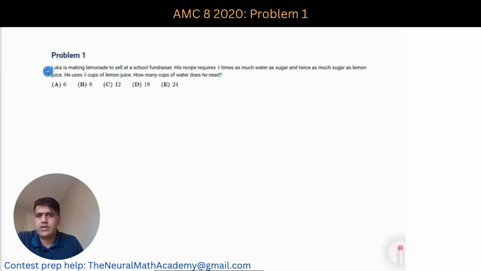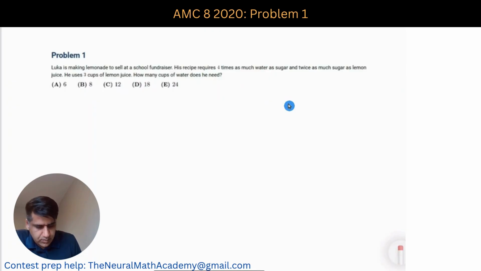Let's solve problem 1. Luca is making lemonade to sell at a school fundraiser. His recipe requires 4 times as much water as sugar and twice as much sugar as lemon juice. He uses 3 cups of lemon juice. How many cups of water does he need?